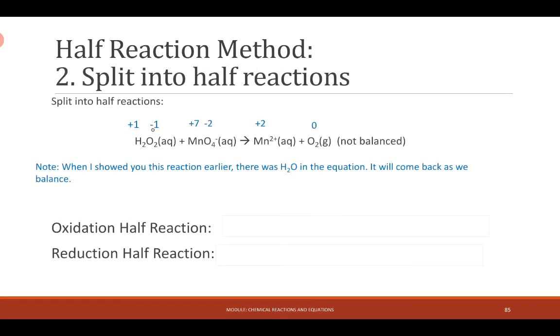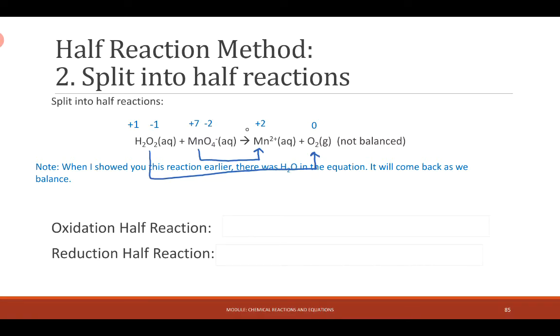So now that we know the oxidation states for everything, we can split into half reactions. If you're paying attention closely, you might notice that there was water earlier, and now there's no water. The water will come back as we begin to balance, but for now we're only concerned with the particular substances that were undergoing a change in oxidation states.